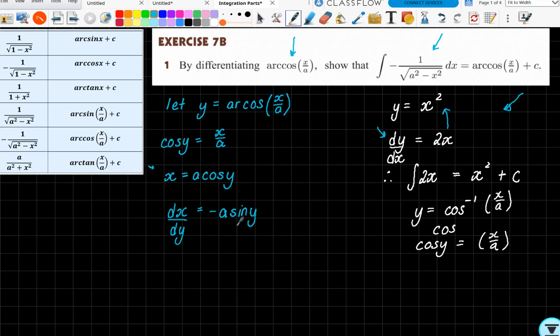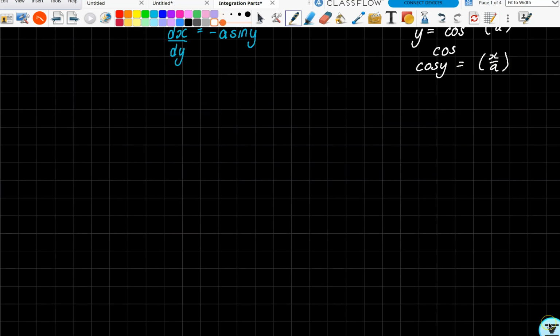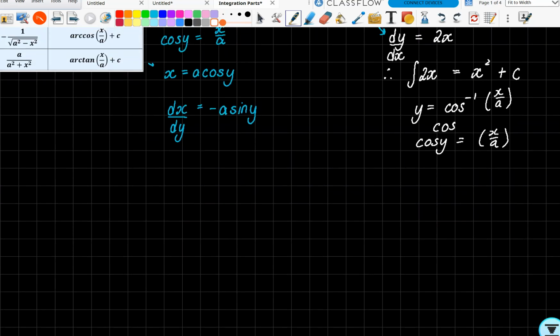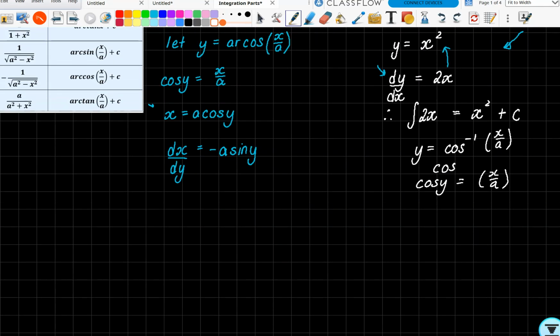Still not really looking like what we want, but here comes the little catch, the little trick. We want to try and find a relationship between cosine and sine. The best one that we have is that we know that sine squared theta plus cos squared theta equals 1. So rearranging that, sine theta must be the square root of 1 minus cos squared. I know you're going, yeah, so what? Well, if we go back over here, we've got cos y.